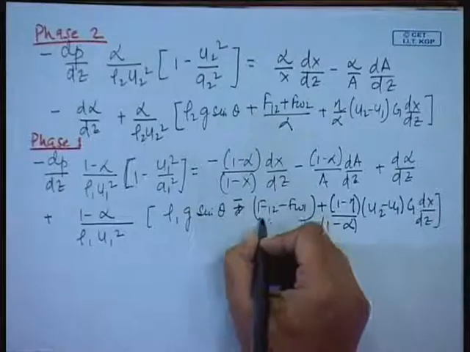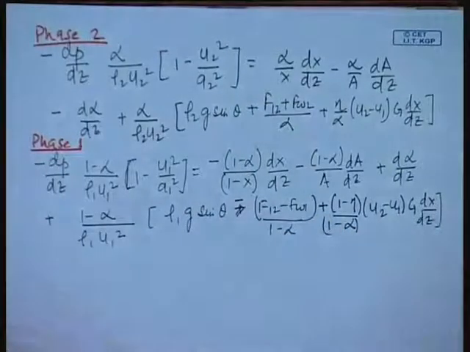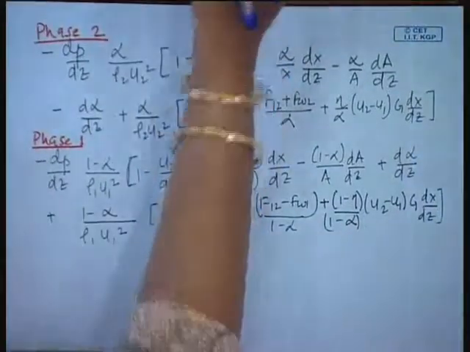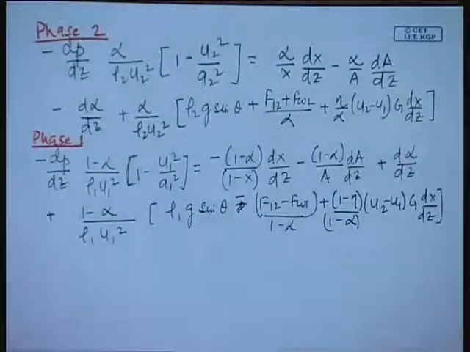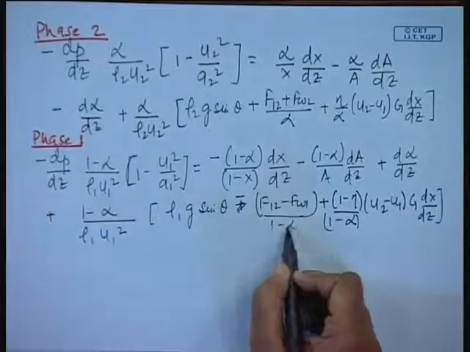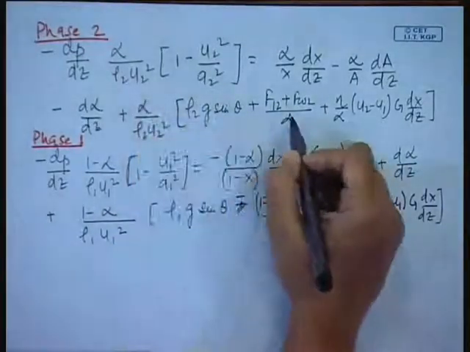Oh, sorry, by 1 minus alpha. Very true. This alpha will be cancelling out at the end. Thank you very much. This is 1 minus alpha, true. And finally, this 1 minus alpha will cancel here also, alpha cancels out.